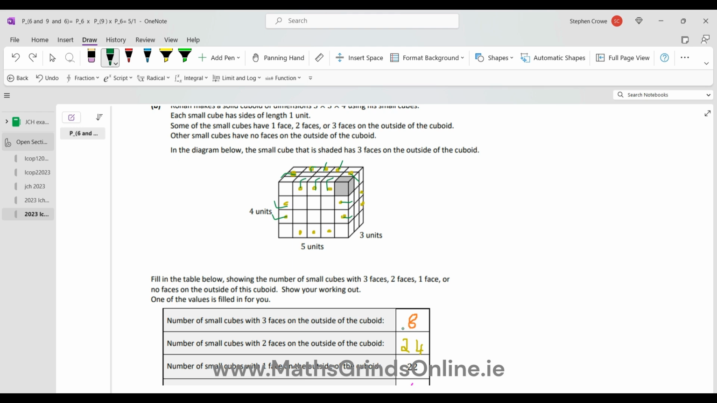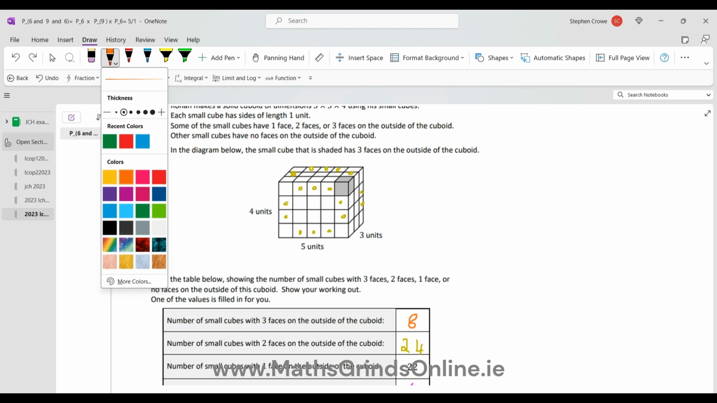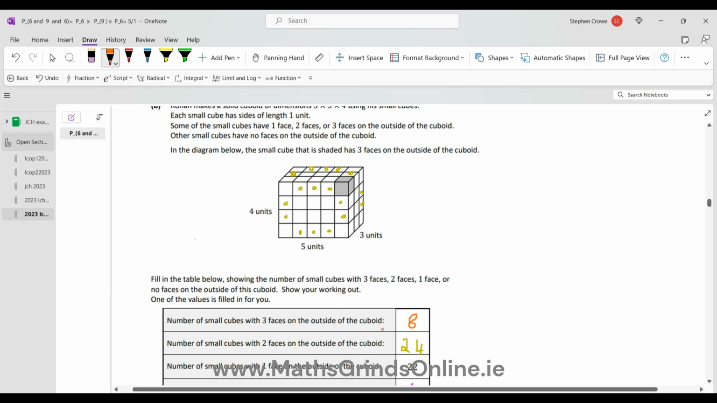That's difficult now that you're relying on spatial awareness. Some people are good at visualizing that, and other people will find it more complicated. I'll jump to an orangey coloured pen now. The number that have 3 faces on the outside of the cuboid. There's this one here in the corner, 1, 2, 3, and 4. Then there's the 4 at the bottom again, 5, 6, 7, and we can't see it, but at the back corner there. So there's 8 of those.